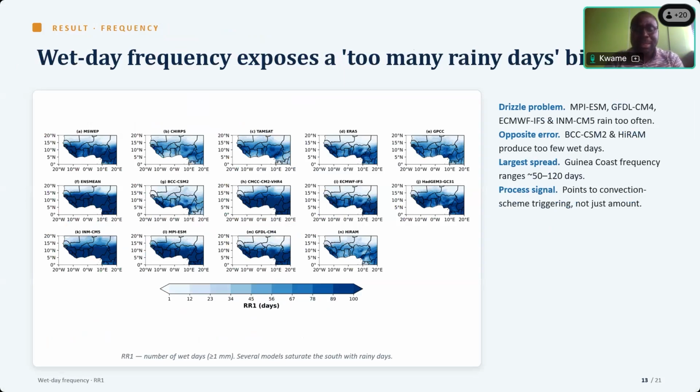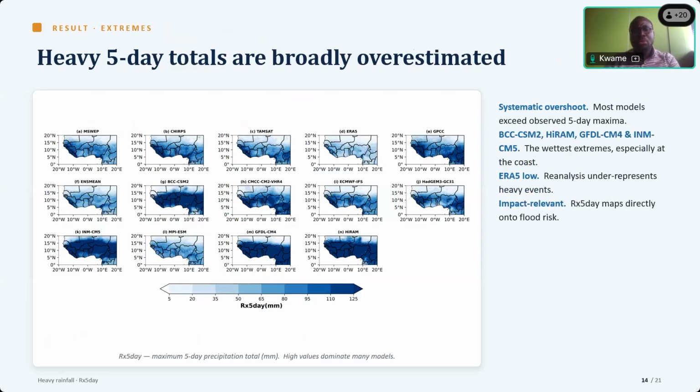What generally these wet days point out is the issue with convection scheme triggering. So when it comes to the convective parameterization within the models, there is a challenge when it comes to West Africa. Furthermore, we looked at the heavy rainy days, that is the maximum 5-day precipitation over this season. So yes, we see that most models tend to overestimate this maximum 5-day precipitation when compared to that of the references. ERA5 is still giving a low bias over here.